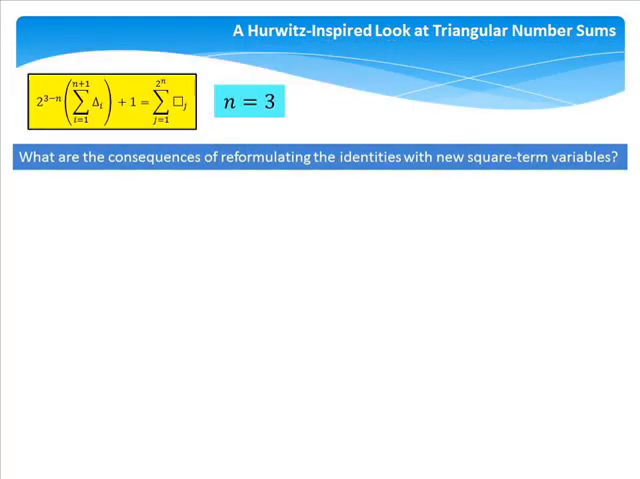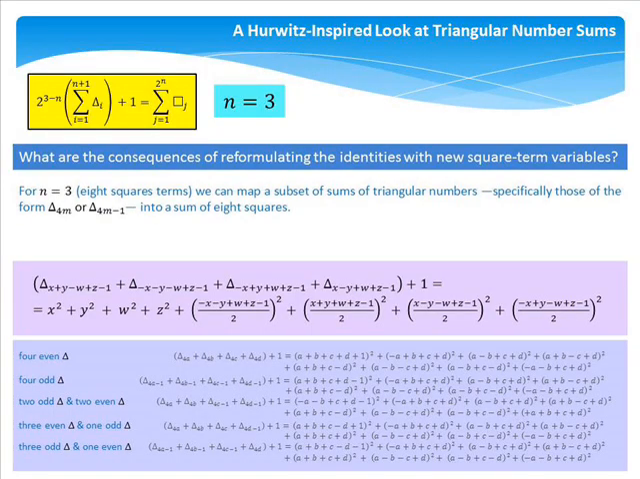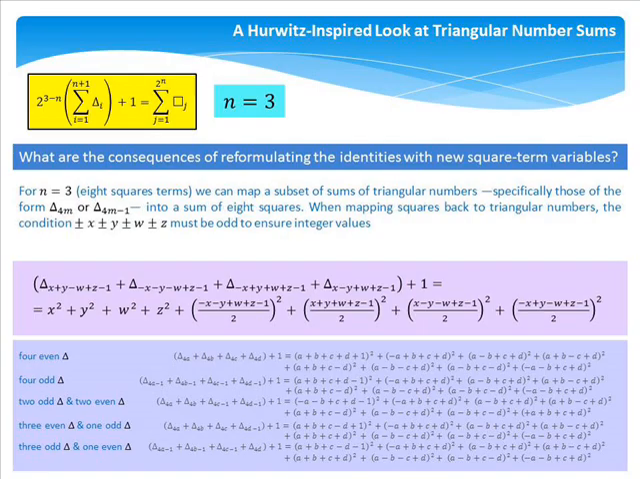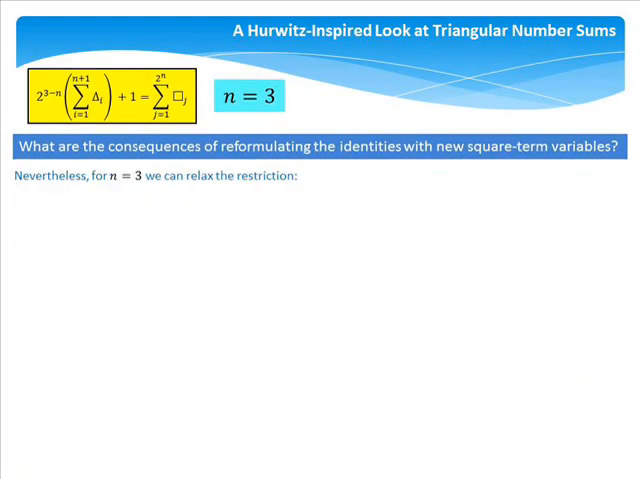For n equal 3, 8 square terms, we can map a subset of sum of triangular numbers, specifically those of triangular form 4m or 4m minus 1, into a sum of 8 squares. When mapping squares back to triangular numbers, the condition ±x ±y ±w ±z must be odd to ensure integer values, restricting the mapping to even triangular numbers. Furthermore, to prevent negative triangular numbers, the constraint z ≥ x + y + w + 1 must hold. Nevertheless, for n equals 3, we can relax the restriction.